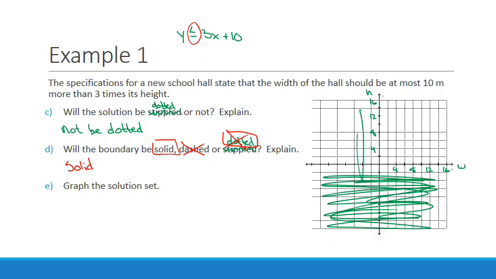And then with the width, same thing. I'm not going to have negative widths. So this is a first quadrant answer only. Okay, let's get graphing this thing.